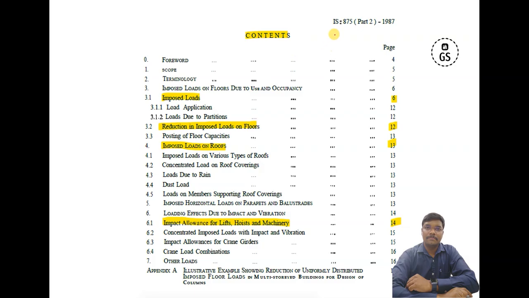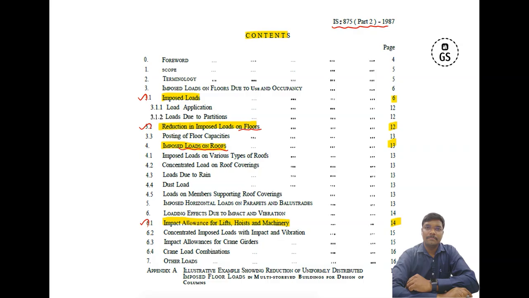Once you open the IS 875 part 2 code book, go to the content page. I have already highlighted it here. We are going to talk about the live loads applicable for buildings, then reduction factors for loads on building floors, then imposed loads on roof structures, meaning how much load should be taken on roofs, and special loads like lift, hoist, machineries or crane loads. All this is given under clauses 6.1, 6.2, 6.3. We'll be focusing on imposed loads and roof loads. So let's go in detail.